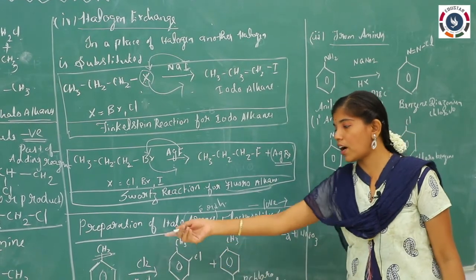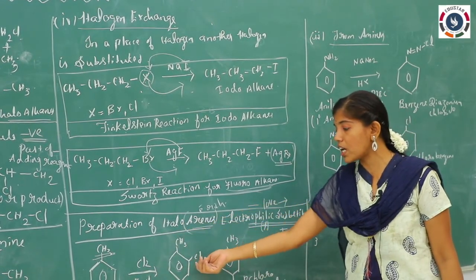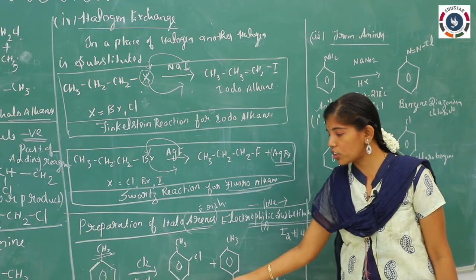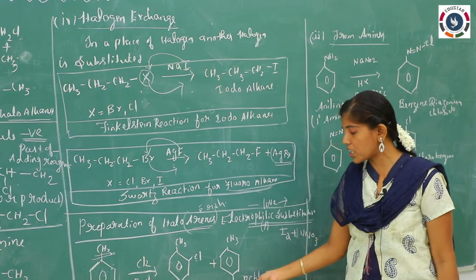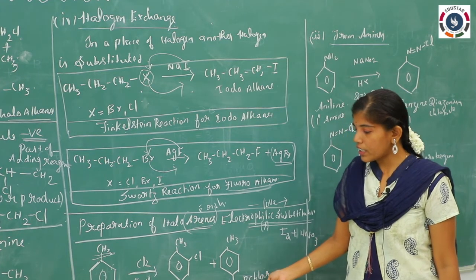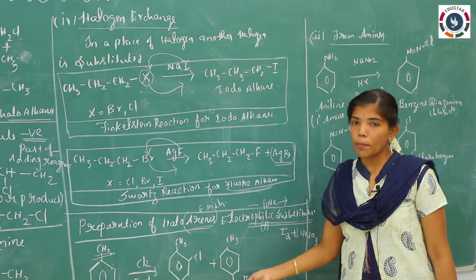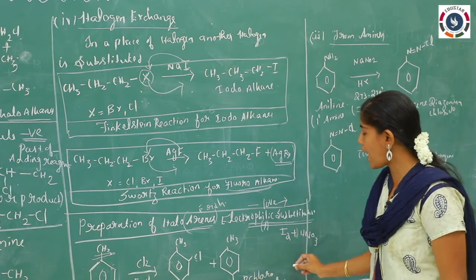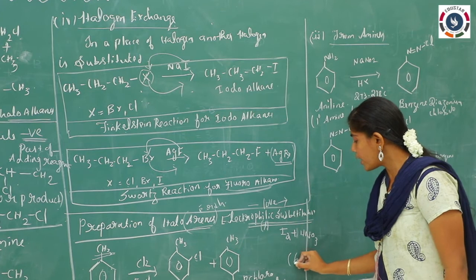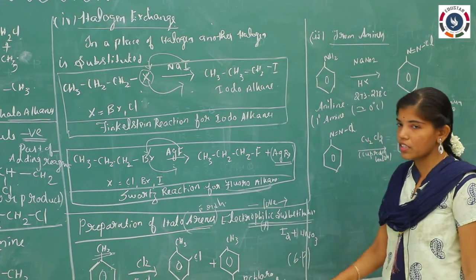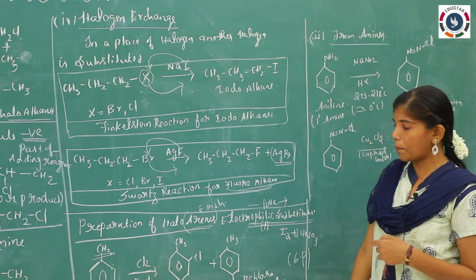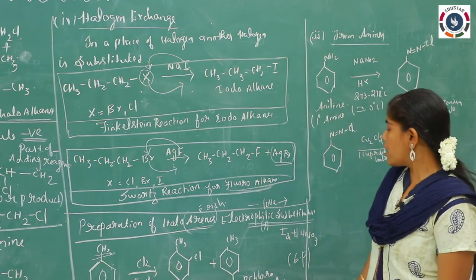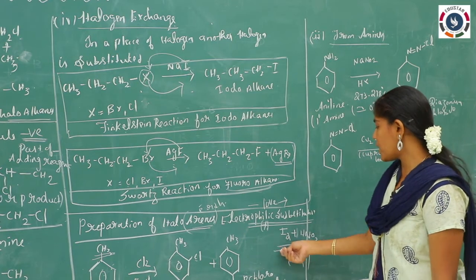Here it is the ortho-para director, so we are having an ortho isomer and a para isomer. Here I am getting orthochlorotoluene and here I am getting parachlorotoluene. Remember, this ortho and parachlorotoluene both are isomers, but they have a difference in their boiling point. Since they have a difference in their boiling point, we can easily separate this ortho isomer and para isomer from each other.